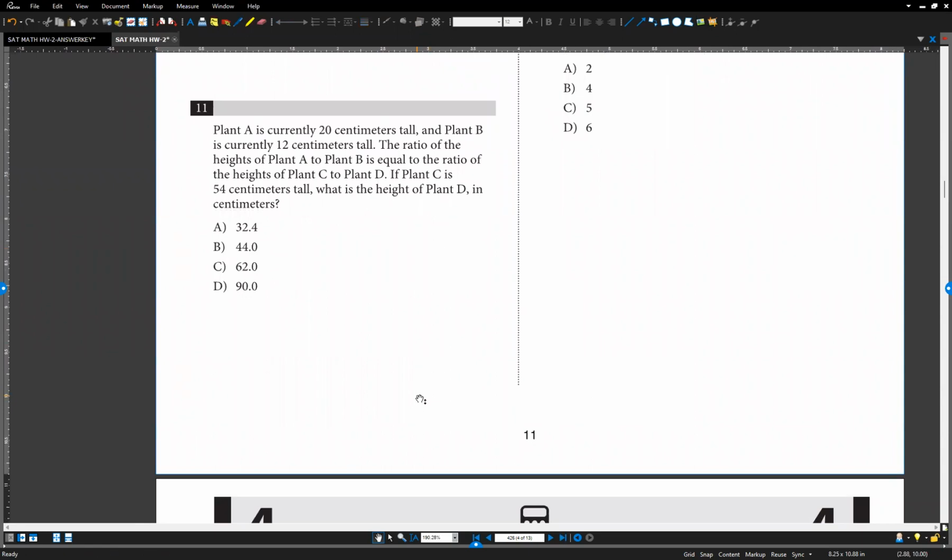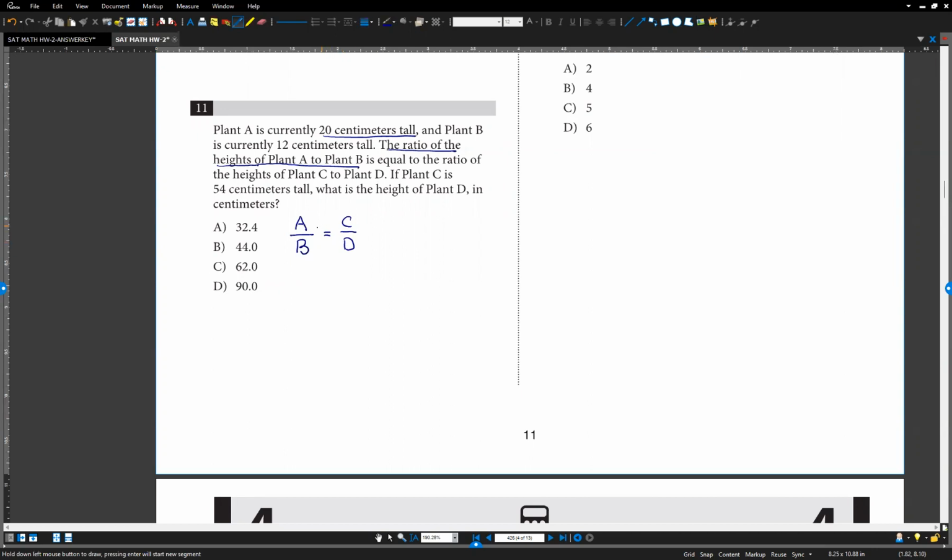Always, as I told you, understanding 100% about the question is very important. So you understand what the question is. Plant A is currently 20 centimeters tall, and plant B is 12 centimeters tall, right? The ratio of the height of plant A to B. Ratio A to B equals the ratio C to D. Their ratios are equal, but it's kind of a trick. C over D and A over B are the same thing.